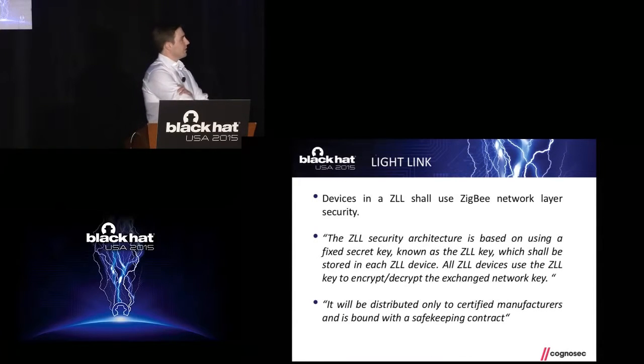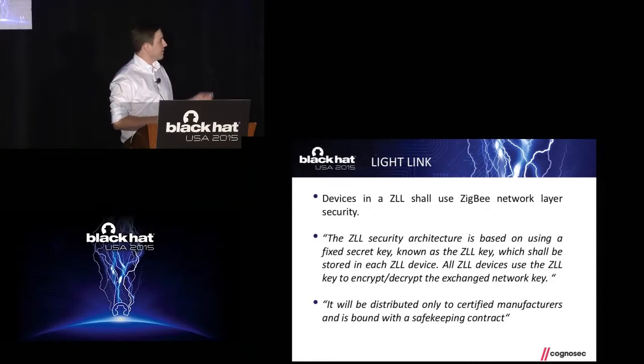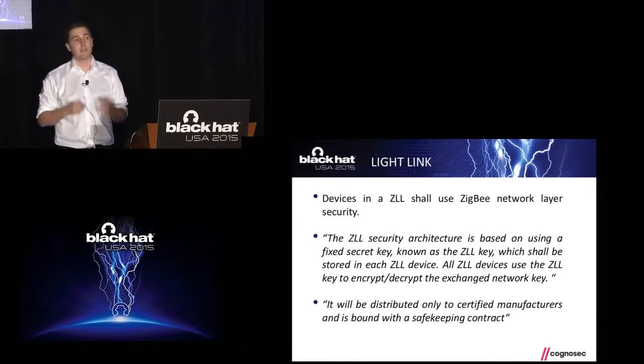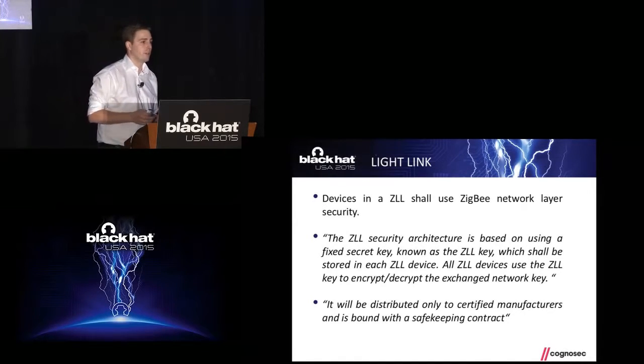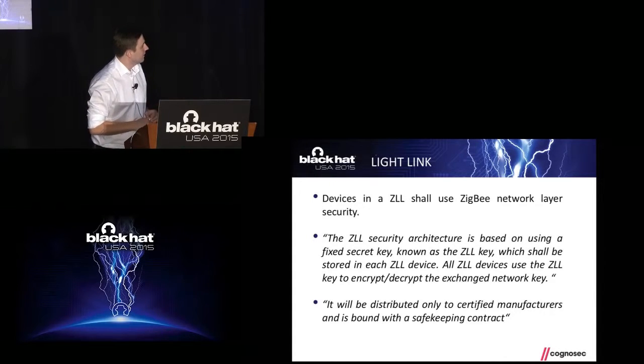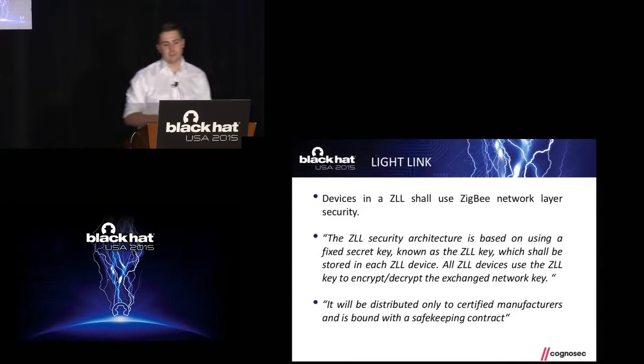So the second one we looked at was the Light Link. Philips Hue, for example, is applying that. The first statement is very good from a security perspective. It's required to do it encrypted, so there are no ZigBee Light Link networks out there that are unencrypted. But as you see, the second point is very interesting for us.